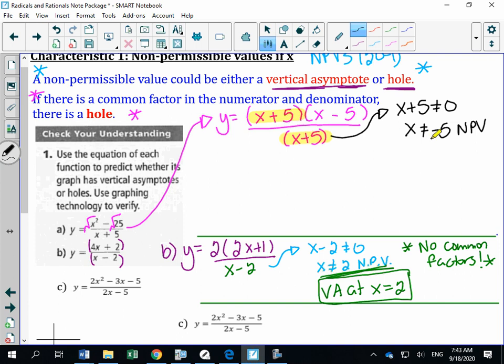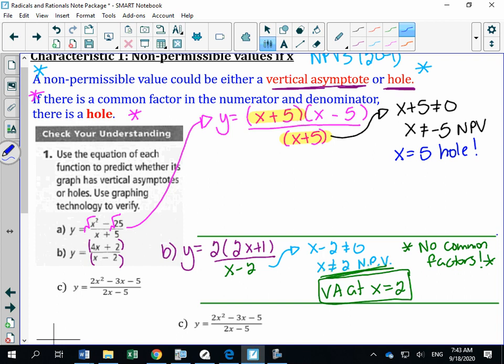Now, what happens is I'm going to say, okay, well, what if x is equal to negative 5? It is not going to be a vertical asymptote because that's only the case when there's no common factors. So if we have a common factor, then x is equal to 5 is going to be something called a hole. There's going to be a literal hole in our graph. Okay, and I'm going to show you what that looks like. So there's going to be a hole at x is equal to 5.